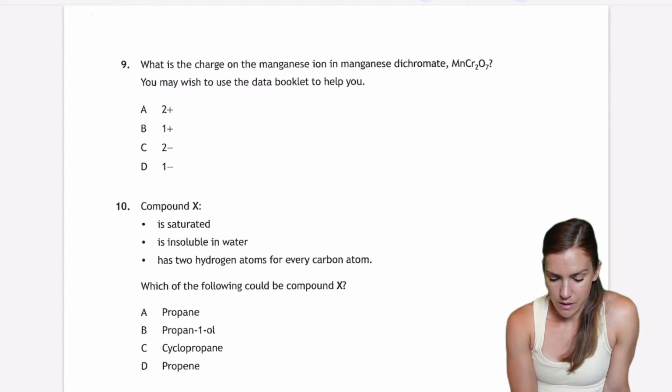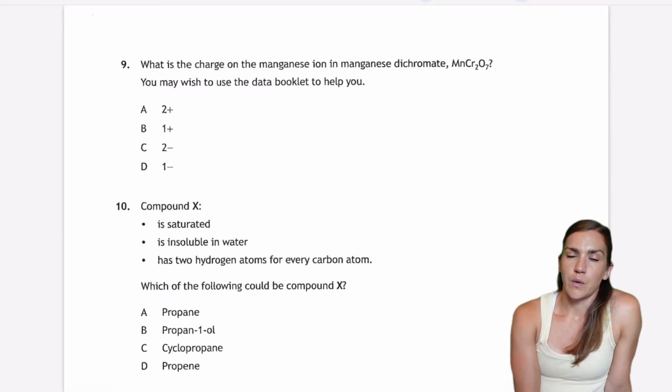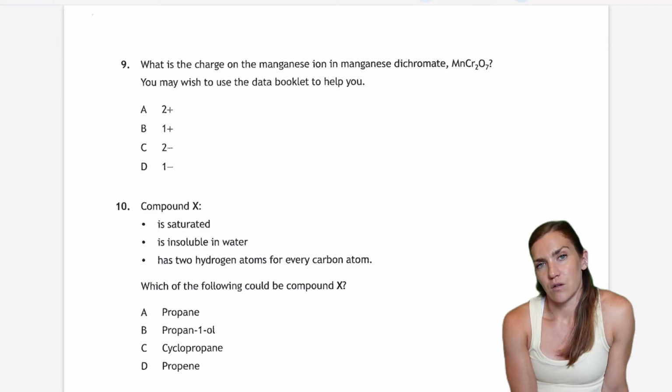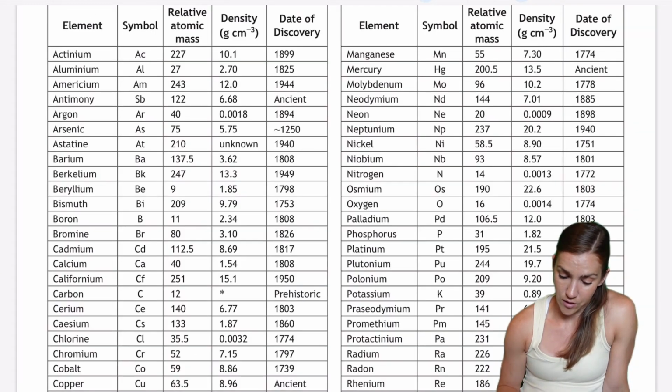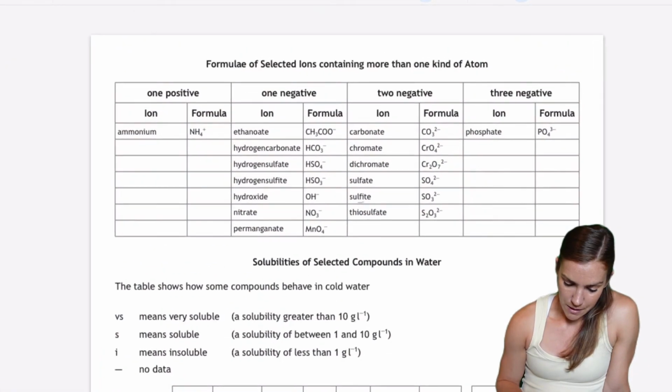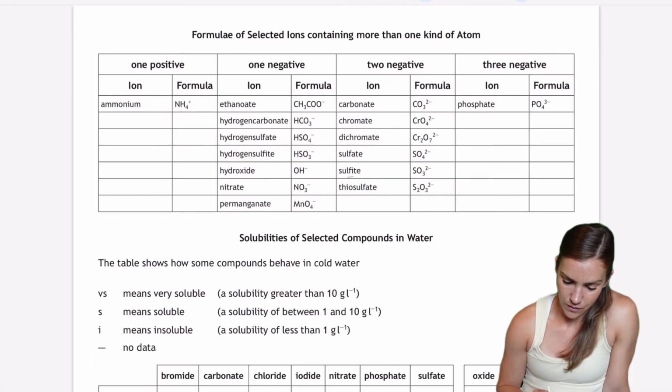For question 9, working out the charge on manganese. So when you're trying to work out the charge on a metal in a compound, you need to look at what's attached to the metal. So in this case it's the dichromate. Because dichromate ends in 8, it means that you might find help on page 8. So if we go to page 8, you should hopefully find that dichromate is here, and we can see that it has a 2 negative charge.